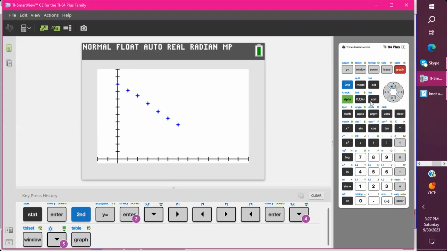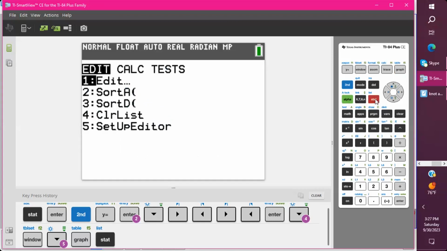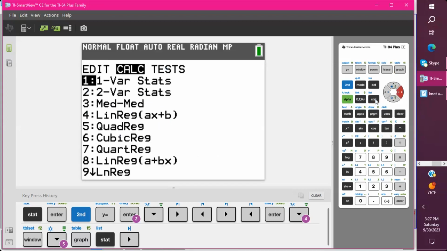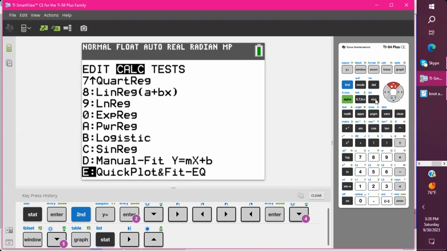Okay, so to find the manual fit, I'm going to use my stat key, and I'm going to go to the right, which goes to the calculate, which is where all of the regressions are. And again, in the lower levels, the beginning of things, I don't want to do a regression because I'm trying to connect what does that slope and the y-intercept mean in relation to the line. And if I just do a regression, it gives it to me. Okay? And the manual fit is at the end of the list, so I could scroll all the way down, or I could go up arrow and get to letter D, which is manual fit.